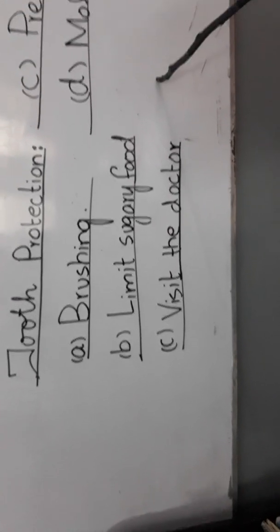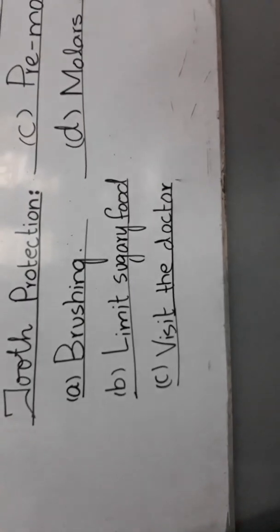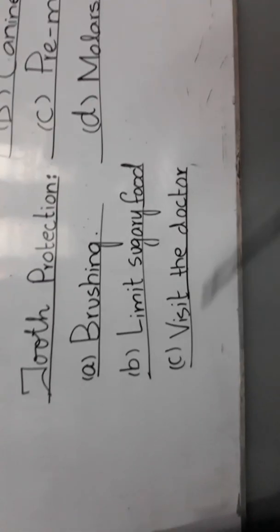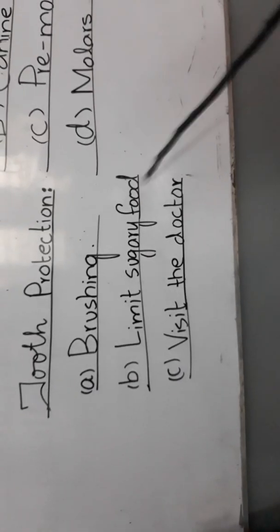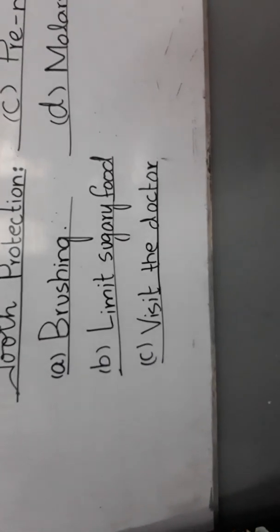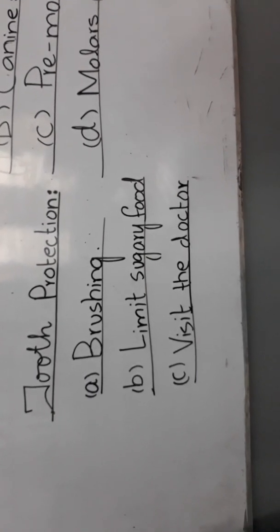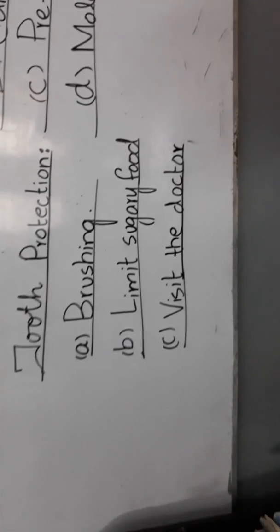The second is to limit sugary food. It means that you have to limit your sugar intake. You have to limit sweets, cakes, chocolates, etc. Because these sugary foods build up plaque on the teeth. What is plaque? Plaque is a bacterial layer on the teeth which eventually leads to the deterioration and destruction of the teeth. So we have to limit our sugary food and sugar intake.